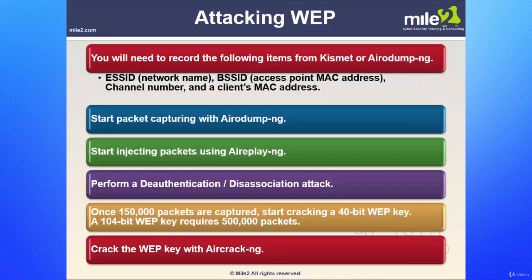Very cool. Now when it comes to attacking WEP, we're going to need to record some items from Kismet or Airodump-ng. We need the ESSID, also known as the network name, the BSSID, which we already know is the access point MAC address, the channel number, and the client's MAC address. So we start the packet capturing with Airodump-ng.